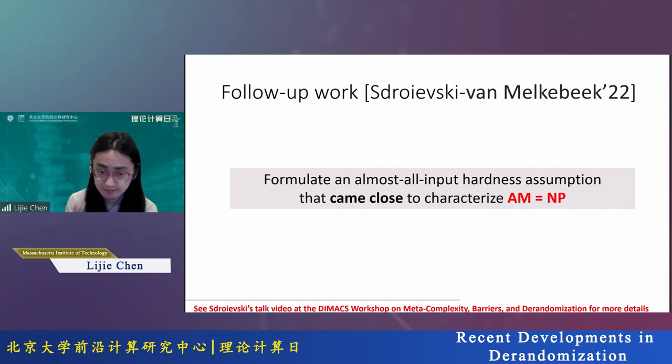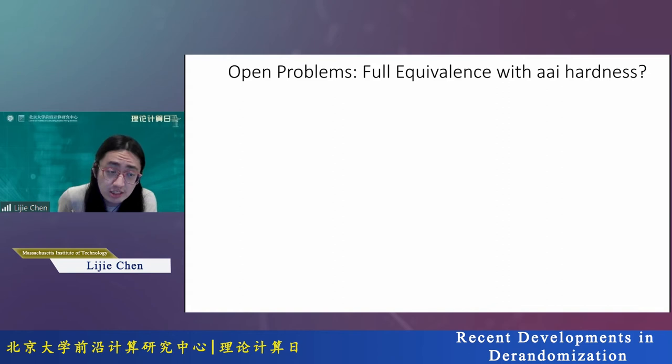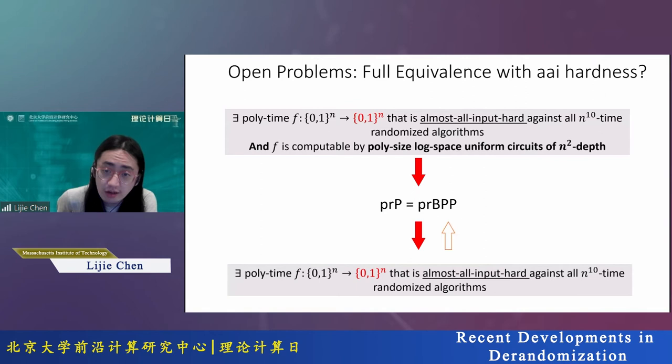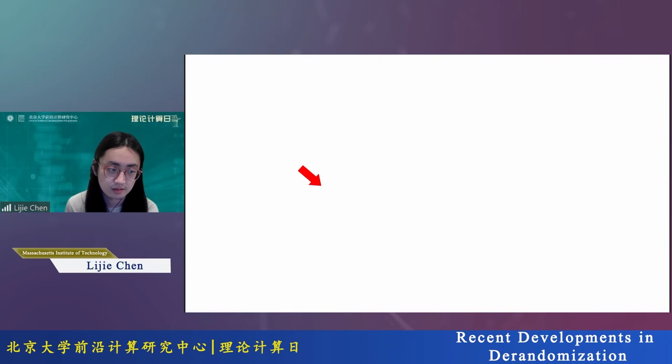Okay, but I think it's still an open question whether we can get a full equivalence only with almost all input hardness, without the leakage condition. For me, the leakage hardness equivalence is very interesting, but I feel it's less natural than a usual hardness assumption. Leakage hardness is well studied in crypto, but probably not that well studied in complexity theory. So it would be nice to see if we can remove the leakage condition. This may also have applications to many other problems in derandomization, because almost all input hardness is the usual hardness assumption you think about. So any questions?